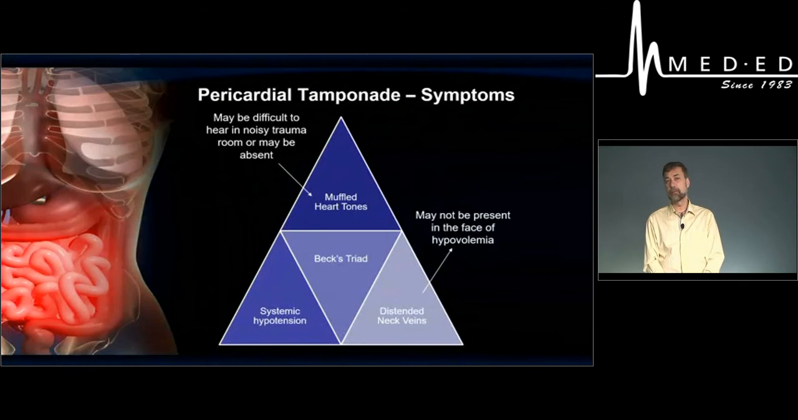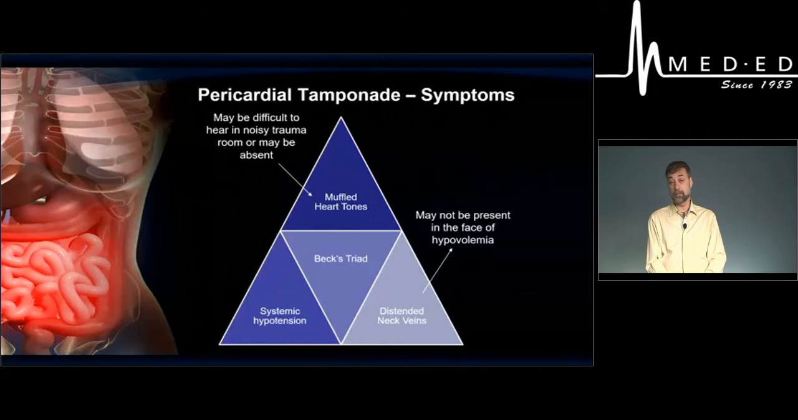Now, the classic signs of a pericardial tamponade are known as Beck's triad. There's three components to Beck's triad, and when your patient has these three, you should have a really high index of suspicion for a tamponade. And the three are muffled heart tones, distended neck veins, and systemic hypotension. When your patient has those three, definitely work them up as a possible tamponade.